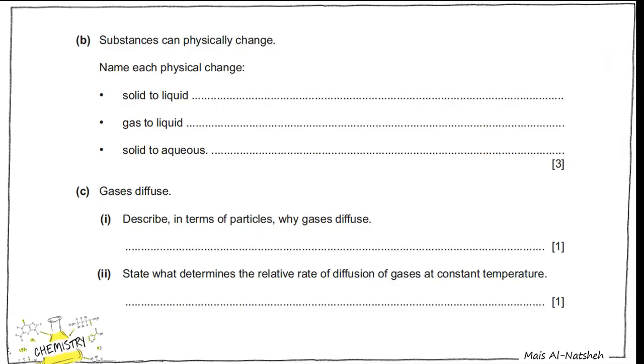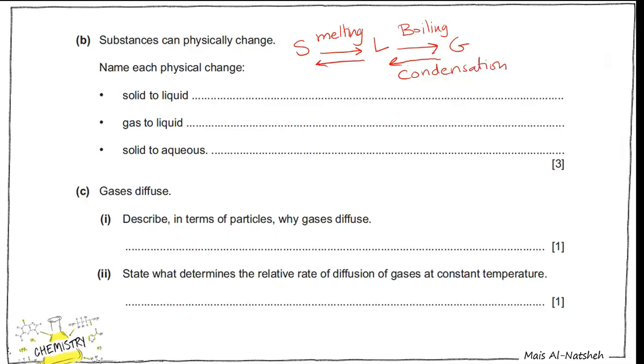Substances can physically change. Name each physical change. Now, when we have solid that will change into liquid, this is called melting. When the liquid is changing into a gas, this is called boiling. It is possible also to call it evaporation. Going back from gas to liquid, this is called condensation. And going back from liquid to solid, this is called freezing.